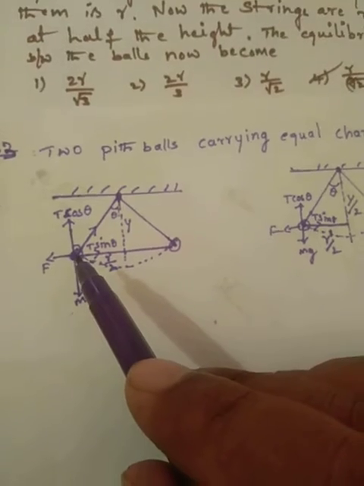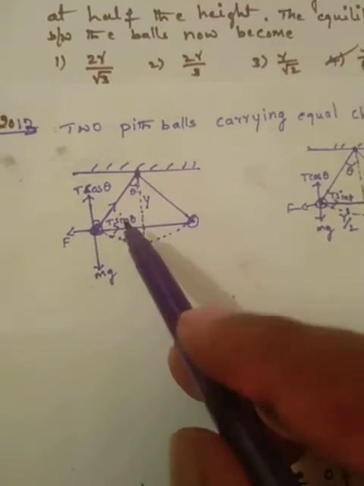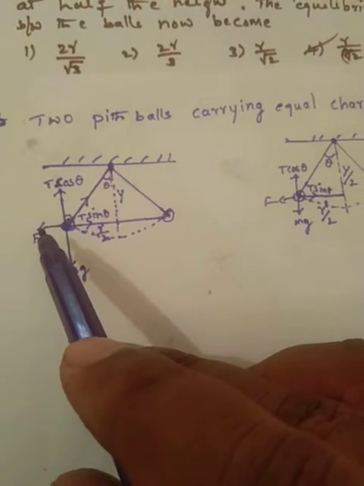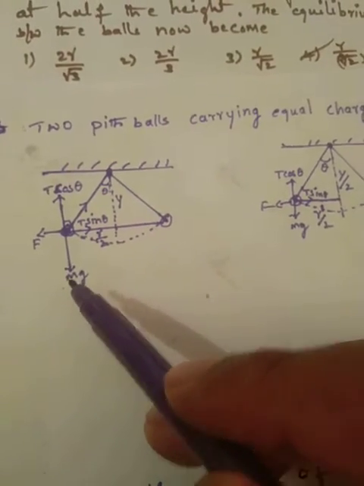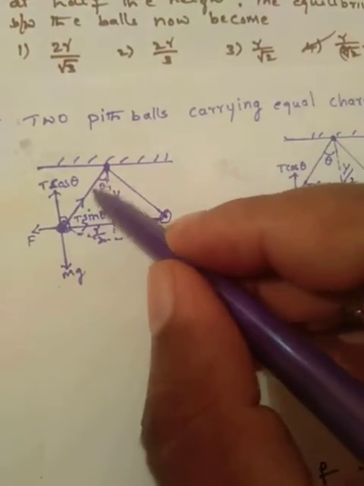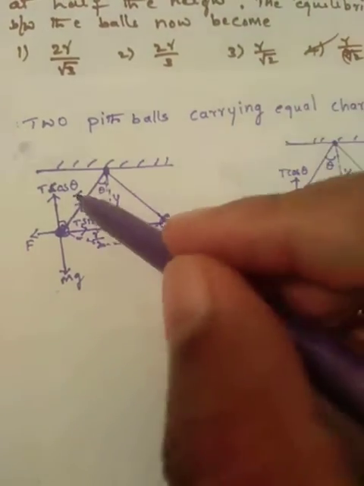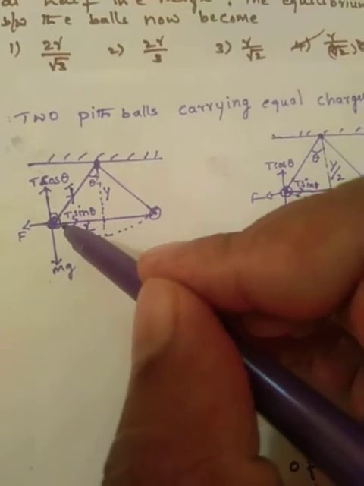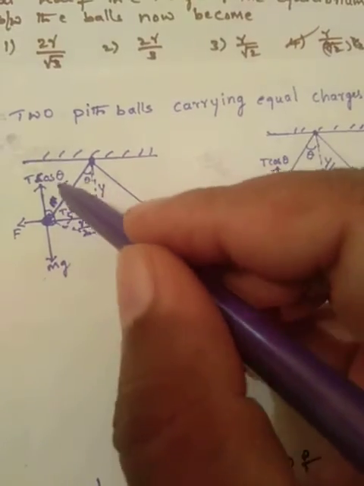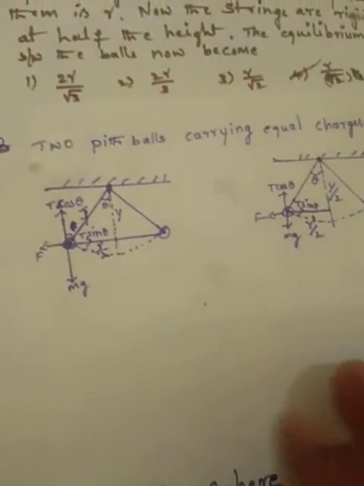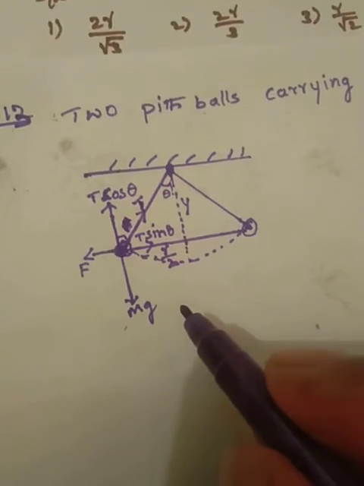So this ball has some charge, and this one has some charge, and there is some repulsive force F, and because of the mass, mg will act. Therefore here there is a string, and tension will act. This tension will resolve into 2 components, since it makes an angle theta: this will be T cos theta and this will be T sin theta. Let's solve this figure in this case.